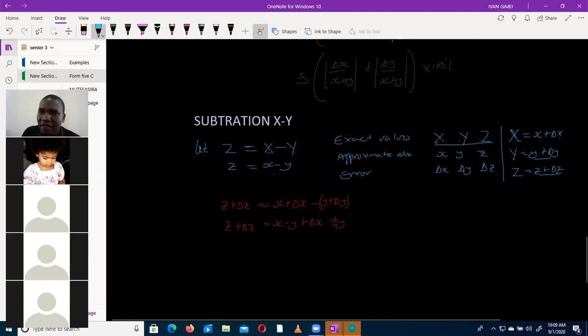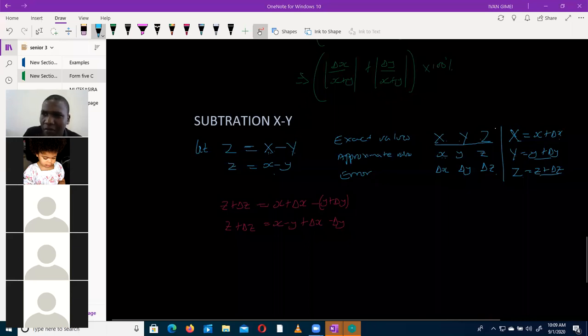Somebody raised a hand. Angris, can you ask the question? Since we're dealing with subtraction, I'm wondering why you are adding to the exact values, why you're making them added, yet we're dealing with subtraction. Can't it be capital X equals small x minus dx?